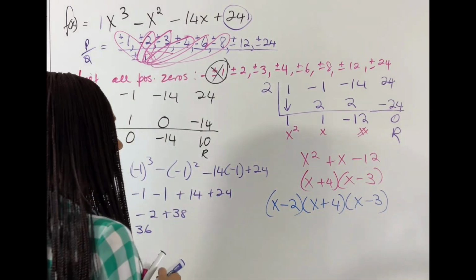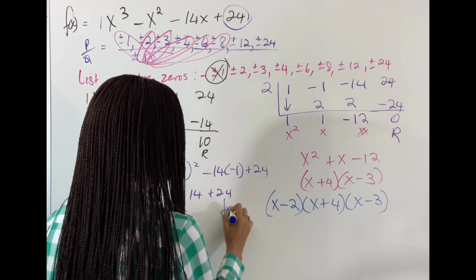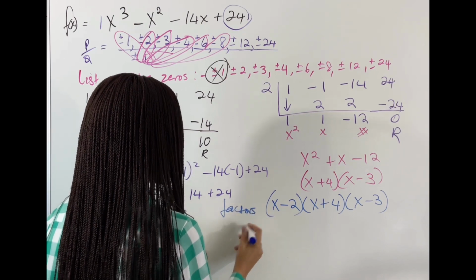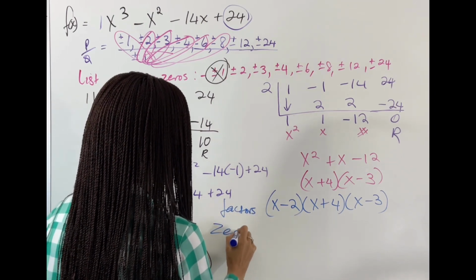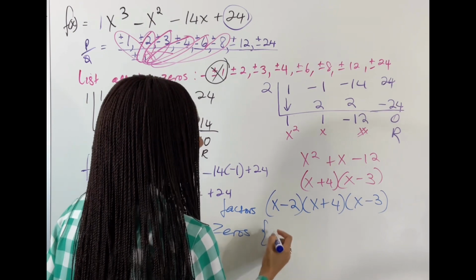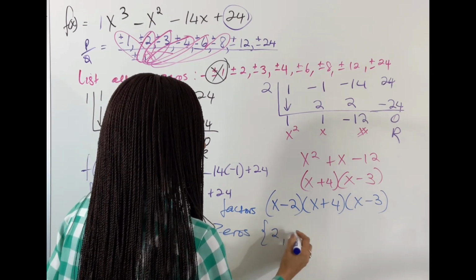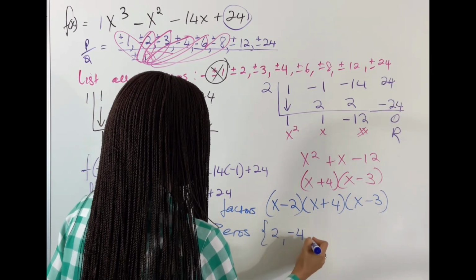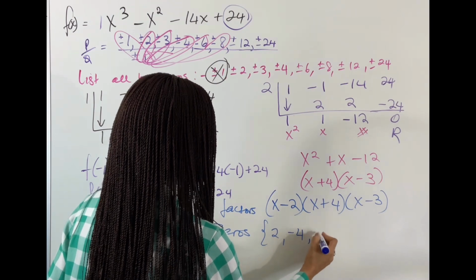So these are the factors. And now we can further state that the zeros are 2, -4, and +3.